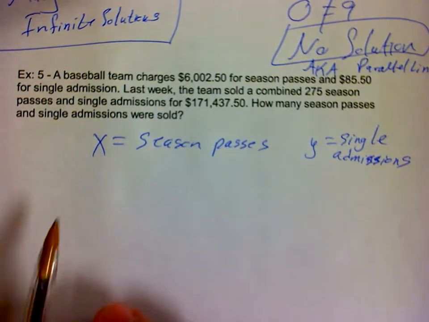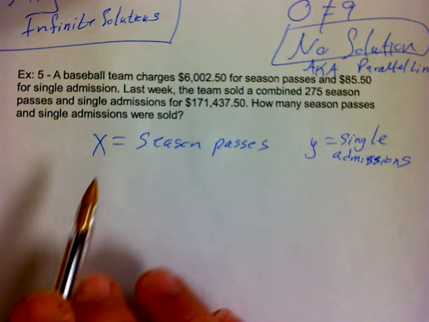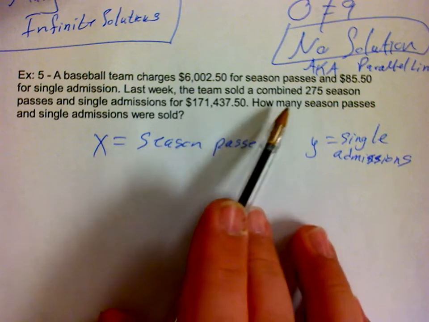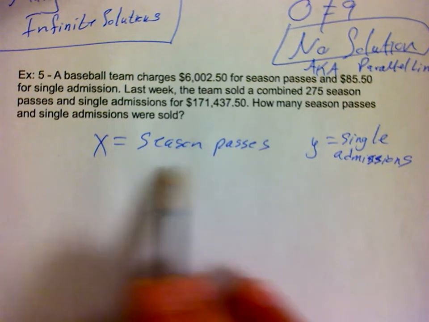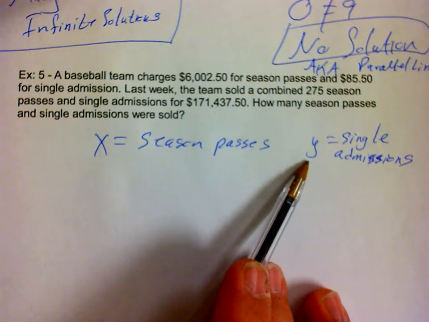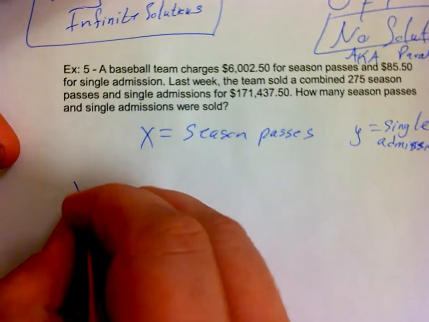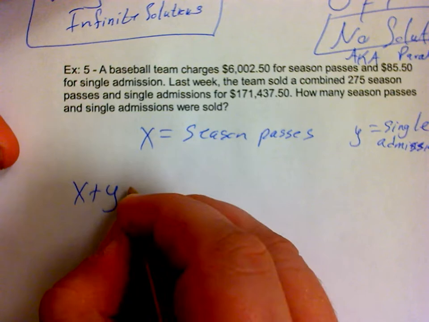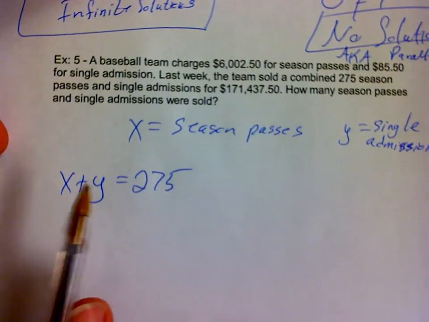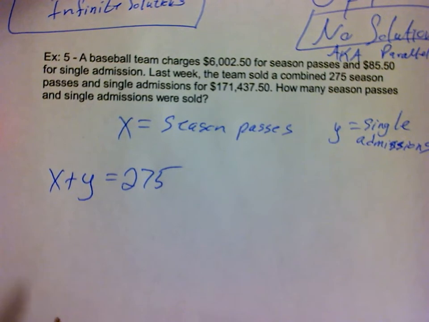Okay, so we actually have to create our two equations here. One might be a little bit easier than the other. Here's the one thing that we know. We know that they sold 275 total passes. That means however many passes they sold plus however many admissions they sold have to equal 275. That means that one of our equations is x plus y is equal to 275. Season passes plus single admissions have to equal 275.